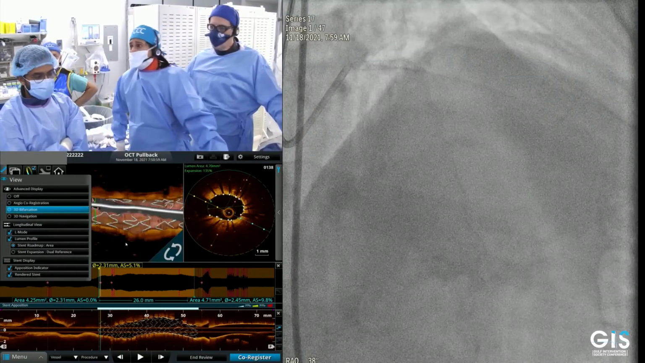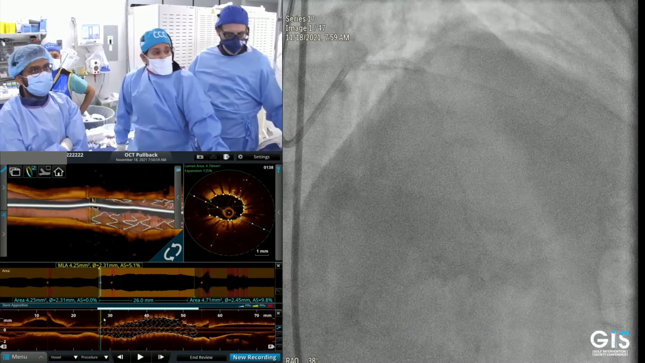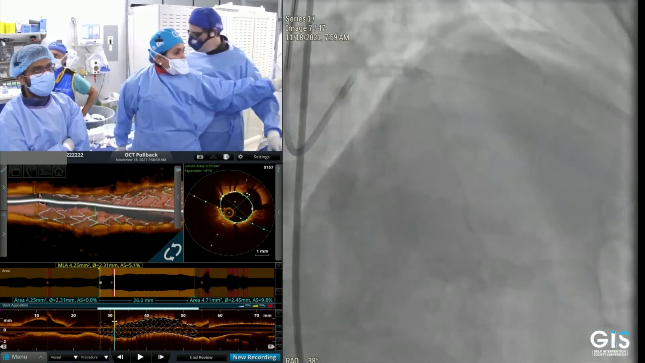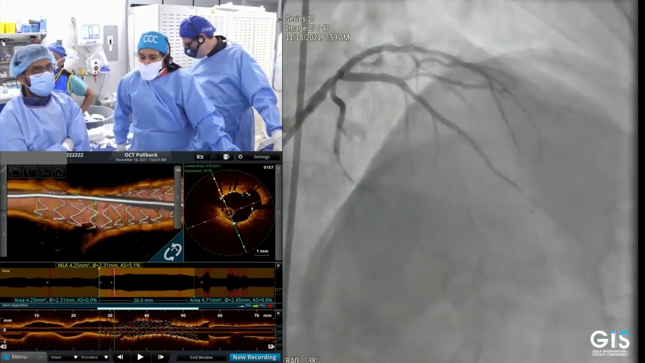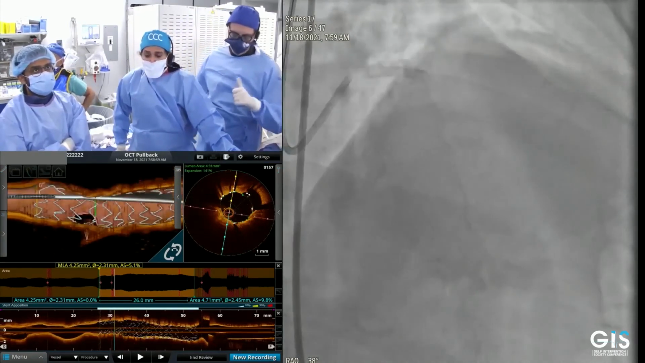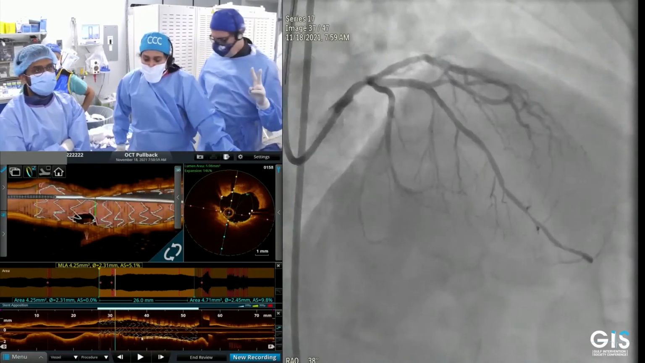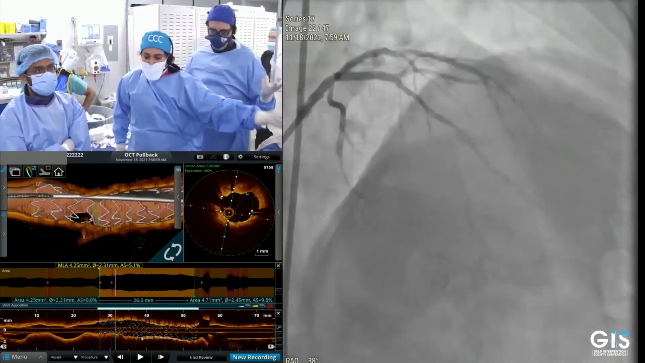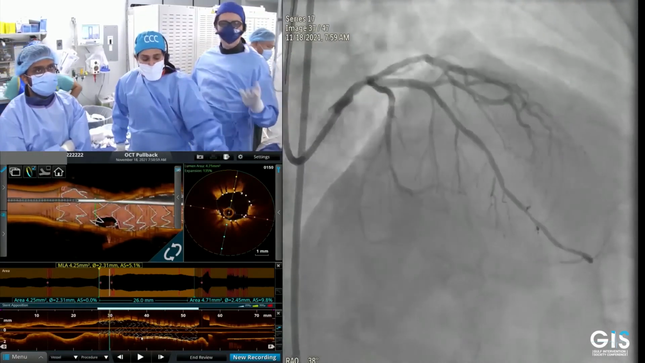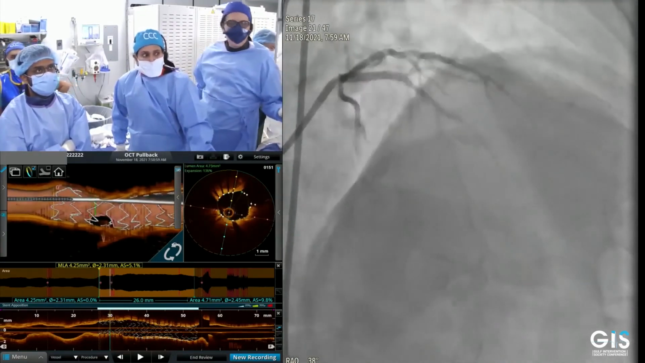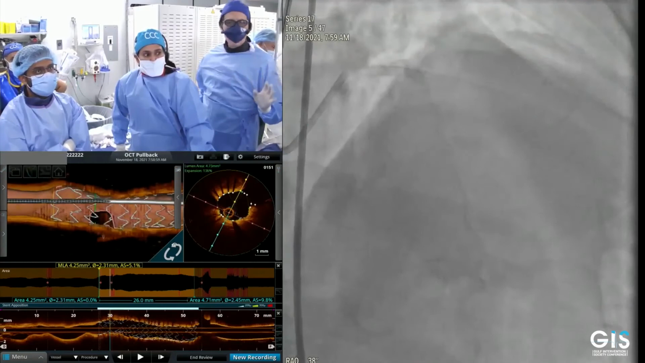I think the indication to go back to the side branch, which is the diagonal, should be very clear, which is that you have more than 70% lesion visually, which we don't have here, or the patient having chest pain. The patient does not have any chest pain, or any EKG changes, or decreased flow. So it has none of those. It's a great result from all aspects.